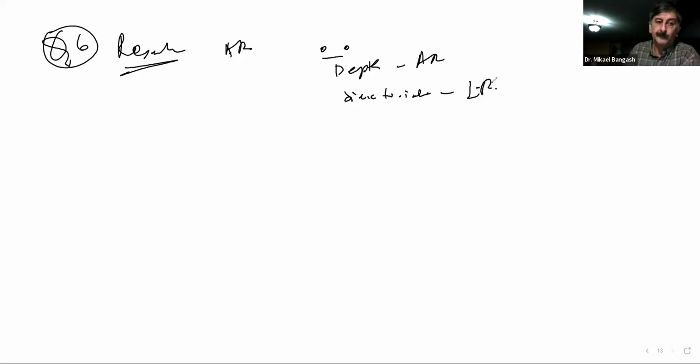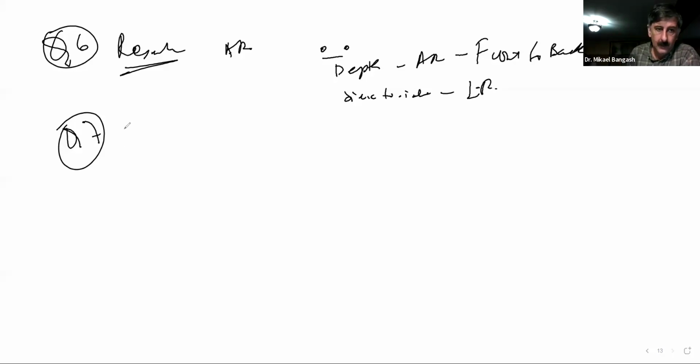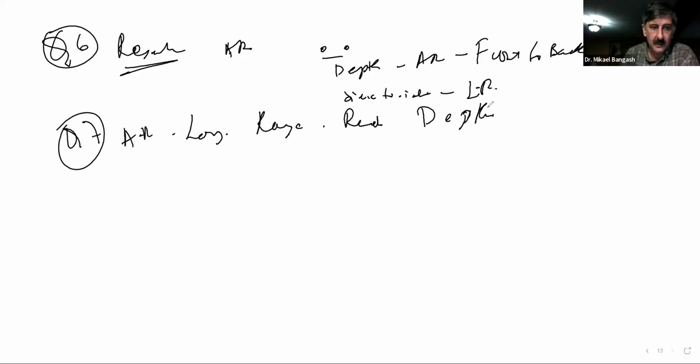Question number 7. Now, the ability to distinguish two structures lying close together, front to back, is called axial resolution. Now, we know that axial resolution can also be called longitudinal resolution, range resolution, radial resolution, and depth resolution.